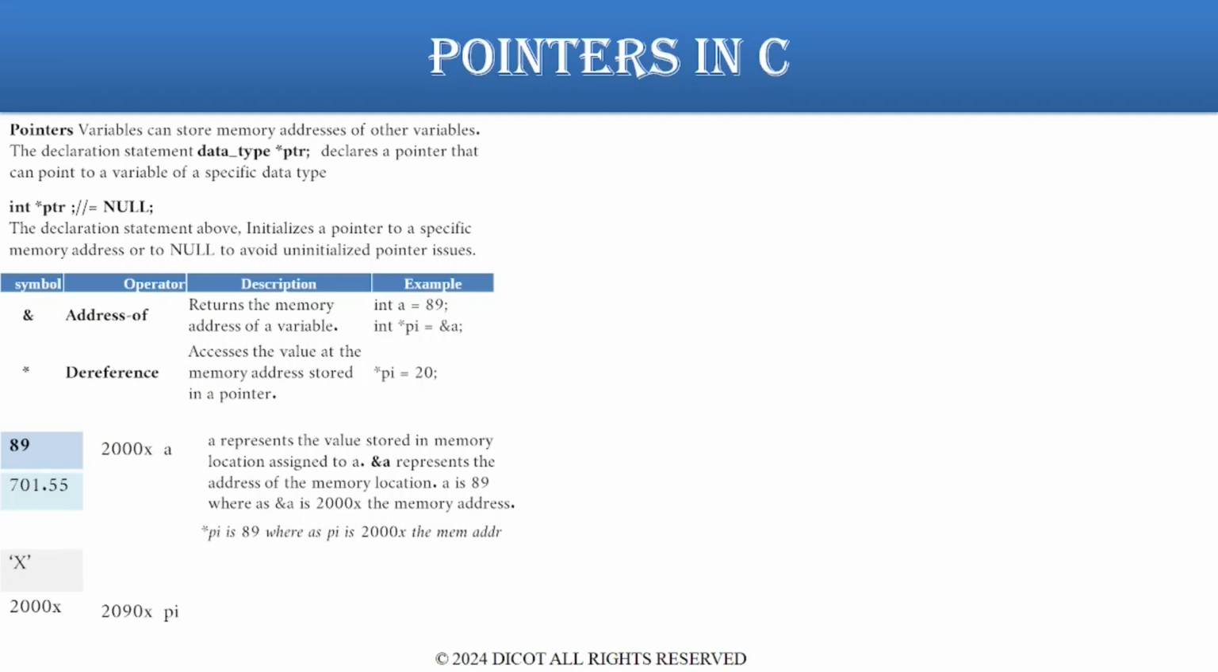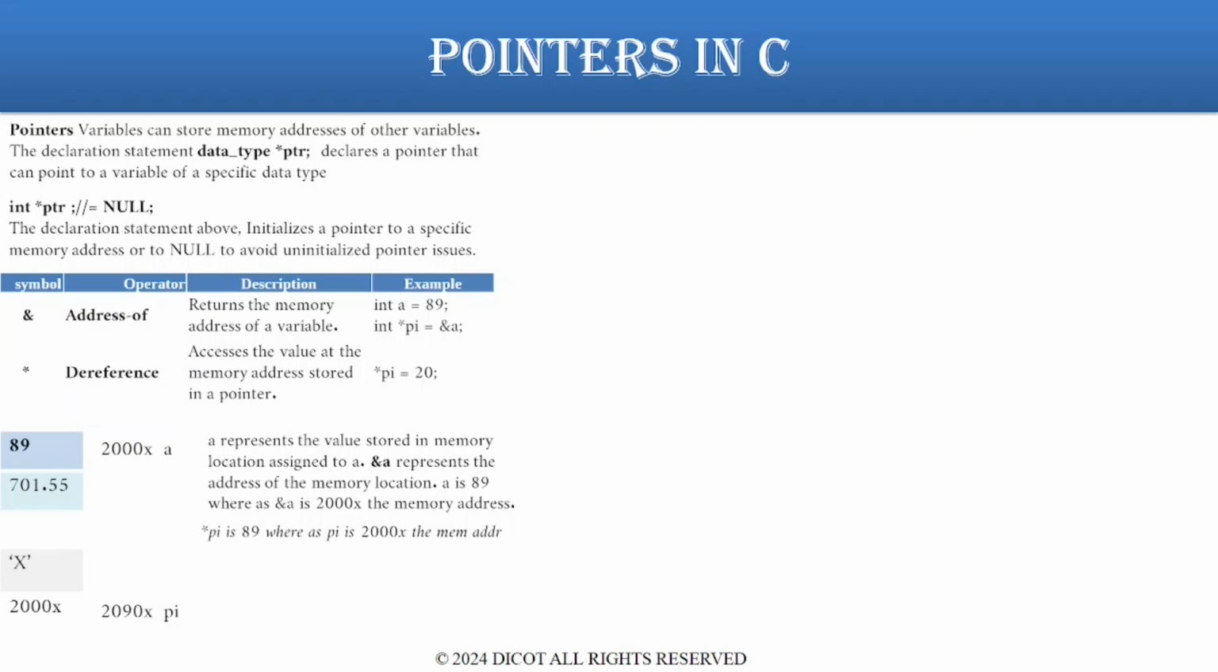Now, one important point to note here is that a pointer to an integer can only store the address of an integer. We are assigning the address of A to pi because pi is a pointer to an integer. So it can only store the address of an integer, but cannot store the address of data types like character or float. We need to create a pointer variable of a specific type to store the address of that type.